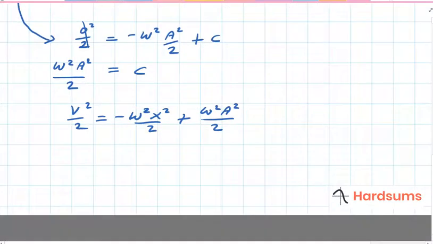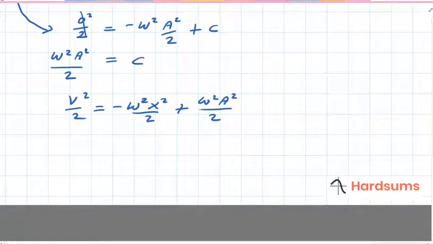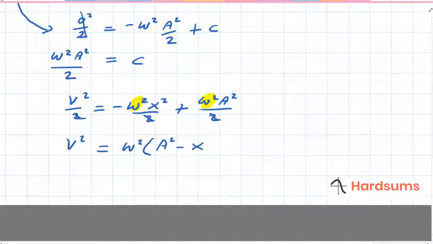Now we can tidy all that up a little bit. The 2's can just cancel. And v squared becomes, take out the omega squared, it's a constant in both terms. That's omega squared times whatever's left over, which is a squared minus x squared.